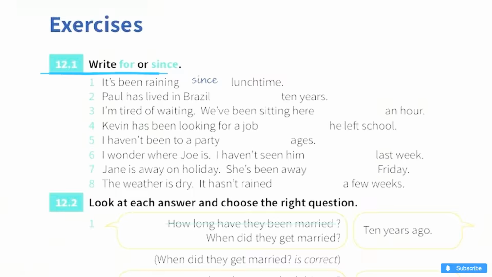Let's consolidate this with a final drill. Say your answers aloud as we go. In exercise 12.1, look at how the time is expressed at the end of each sentence to choose between for and since. Lunchtime is a specific starting point, so we use since. The next sentence mentions 10 years, a duration, so we use for.